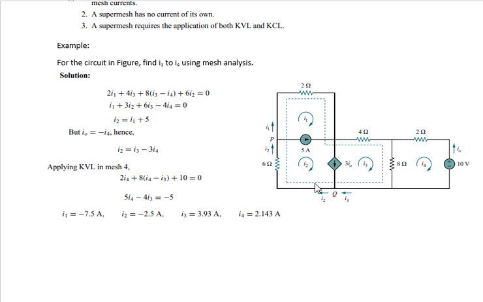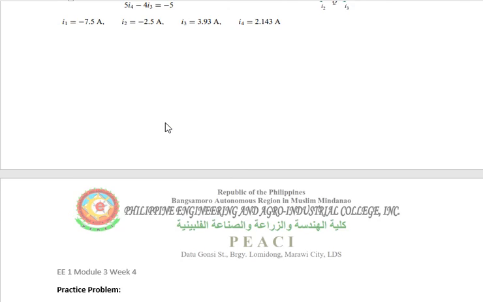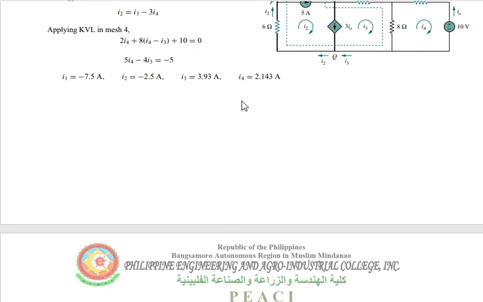That means all of this super mesh here is just one equation. Just one equation. So this is our calculation. Just read that one. It's easy.